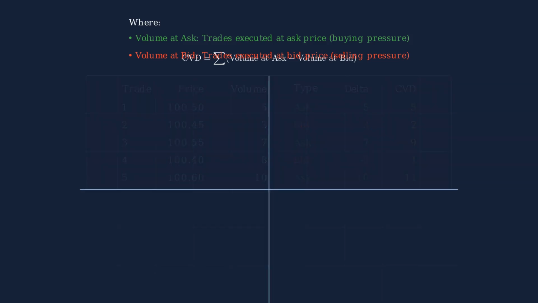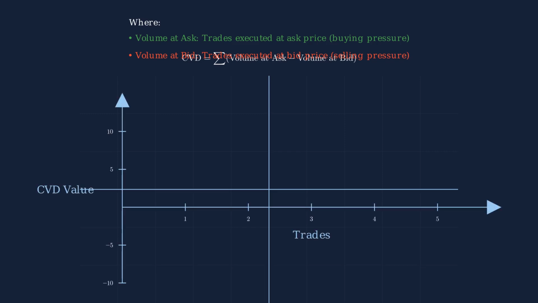Now let's visualize how these trades contribute to the CVD line on a chart. We start with a CVD of 0. Trade 1 occurs at the ask price with volume 5, adding to our CVD. Trade 2 occurs at the bid price with volume 3, subtracting from our CVD. Trade 3 occurs at the ask price with volume 7, adding to our CVD. Trade 4 occurs at the bid price with volume 8, subtracting from our CVD. Trade 5 occurs at the ask price with volume 10, adding to our CVD.